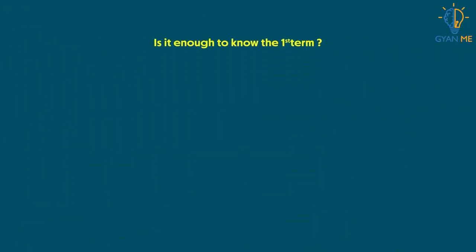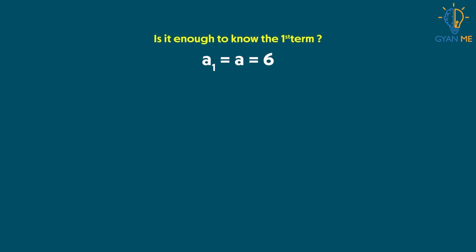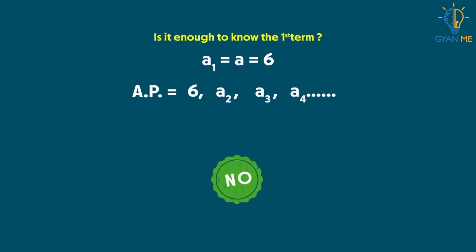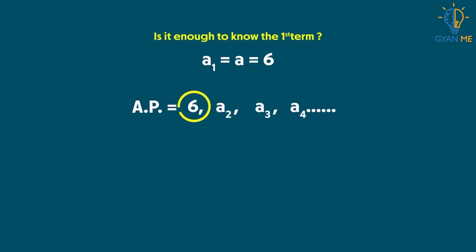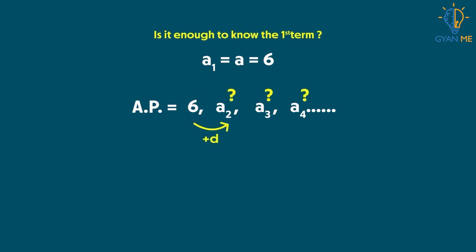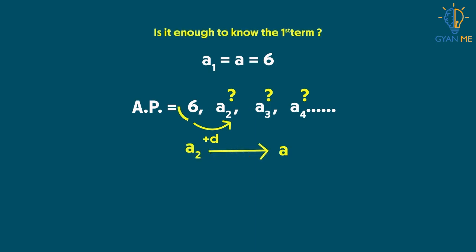Or is it enough to know only the common difference? Let's understand. For instance, we have the first term A of a particular sequence or AP as 6. With this information, is it possible for you to write down this AP? Clearly no. Here we can indeed write the first term, but what about the second term? Without knowing the common difference, we cannot write the second term, since the second term in an AP is A, that is the first term, plus the common difference.